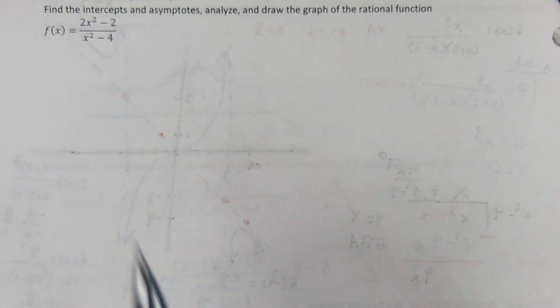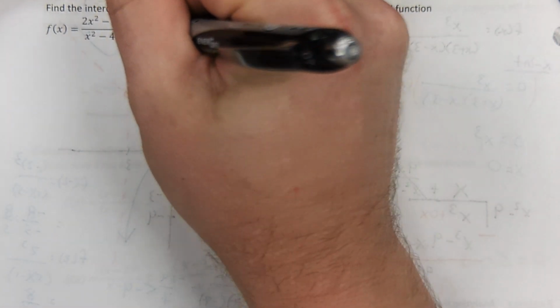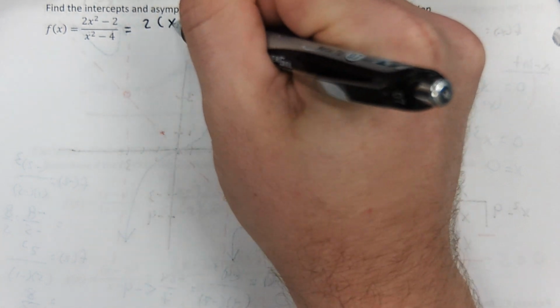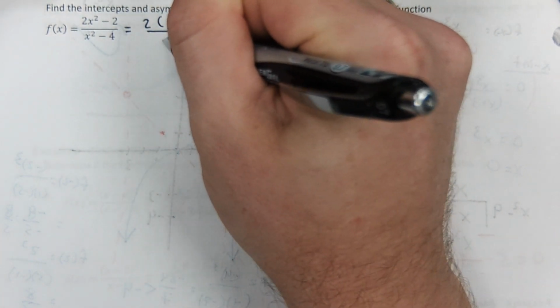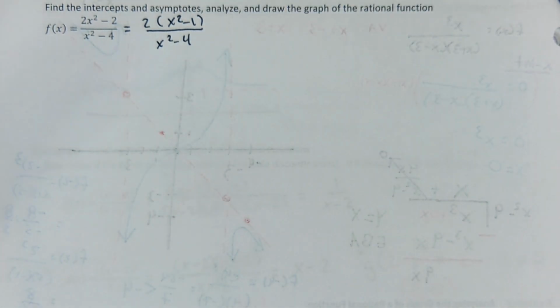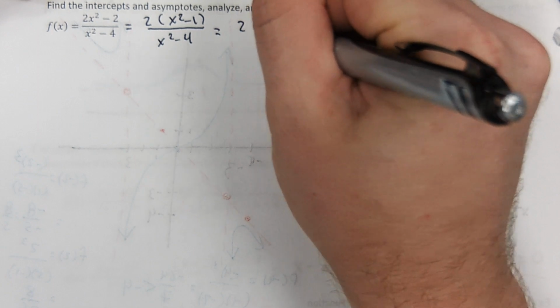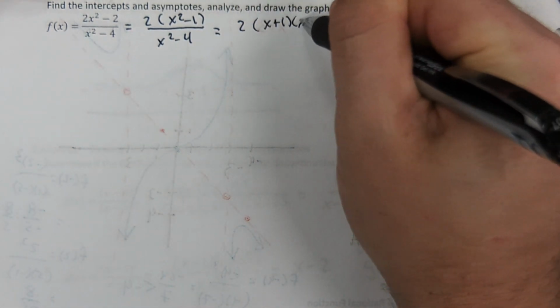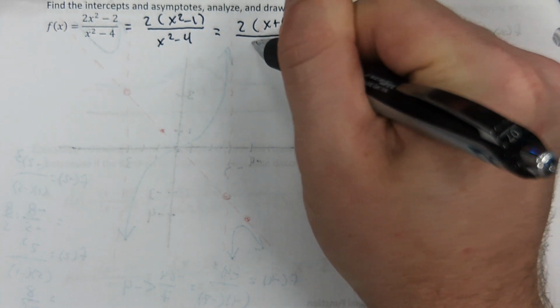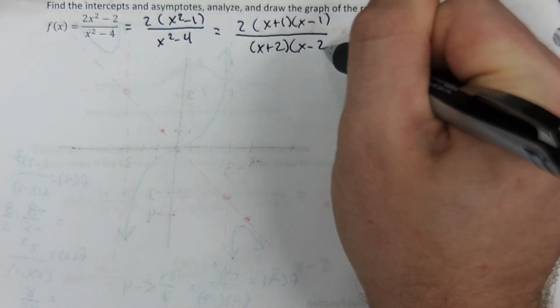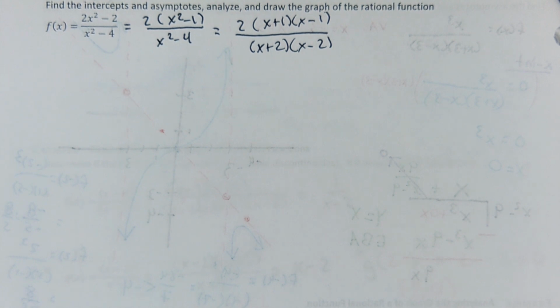Well, the numerator has a GCF, so I'm going to go ahead and factor off that GCF. And now we can easily see that both the numerator and the denominator have a difference of two squares in them. They can both be factored into a pair of conjugates, a plus b, a minus b. So we have 2 times (x plus 1) times (x minus 1) over (x plus 2) times (x minus 2). There it is. Nothing cancels out, so we don't have any removable discontinuities.